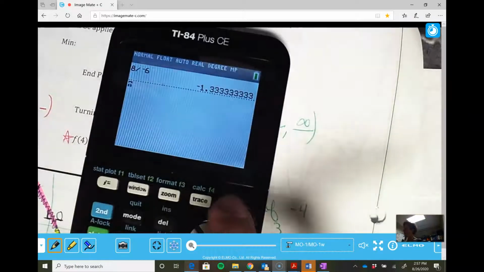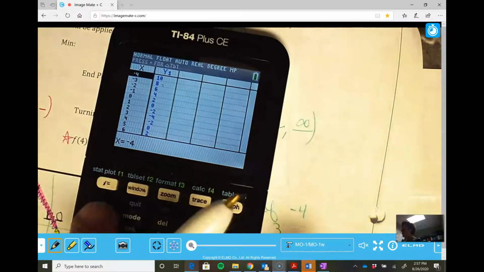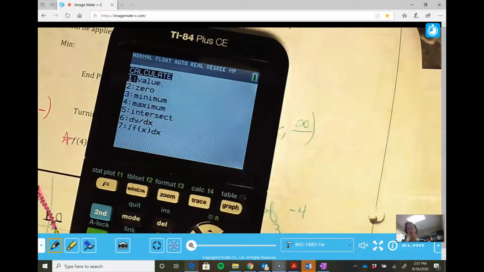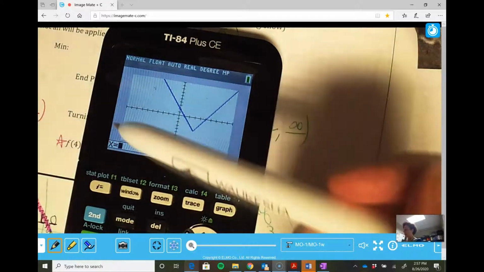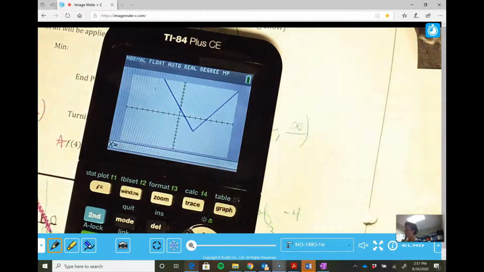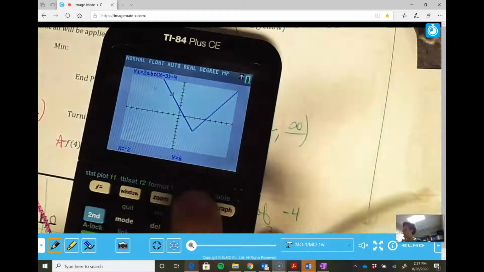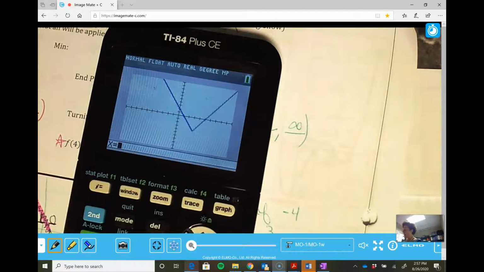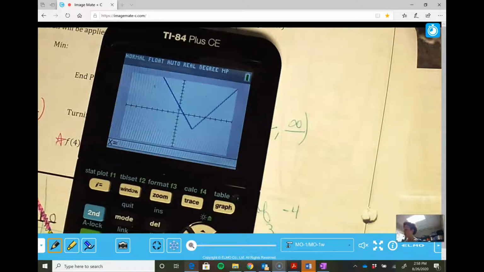One way, again, is you can go to the table by hitting second graph and scroll for 0 and -2 and 4. The other thing is if you go back to second trace, choose value. And down here, and this is on the other calculator too, it's going to ask you, all right, what x value do you know? So I'll put in -2, and there's the y. Or I do it again, value, and when x is 0, and there's 2. This takes a little bit longer. I do think the table is better. However, this option is good if you have a decimal.